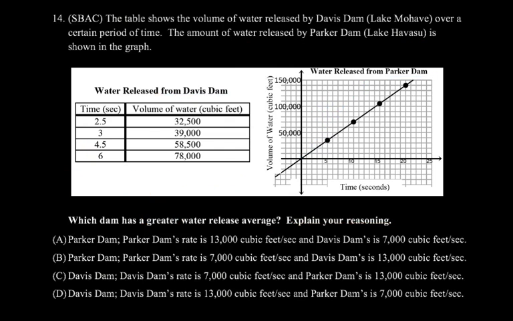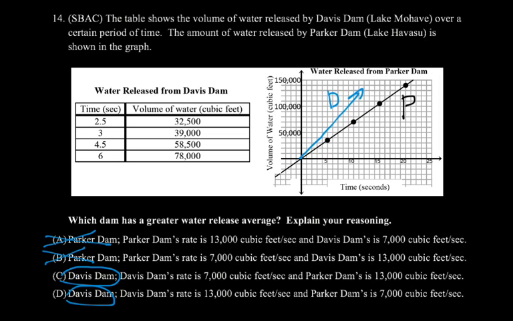Okay, my slope, oops. Sorry about that. Oh, I lost it. Let me back this up again. Okay, we're going to pretend my line's right about there. So this is Davis, and this is Parker. I can tell because my line is steeper, Davis has the faster water release rate. So it's either going to be C or it's going to be D. A is out, B is out. Now we need to decide what's the rate.